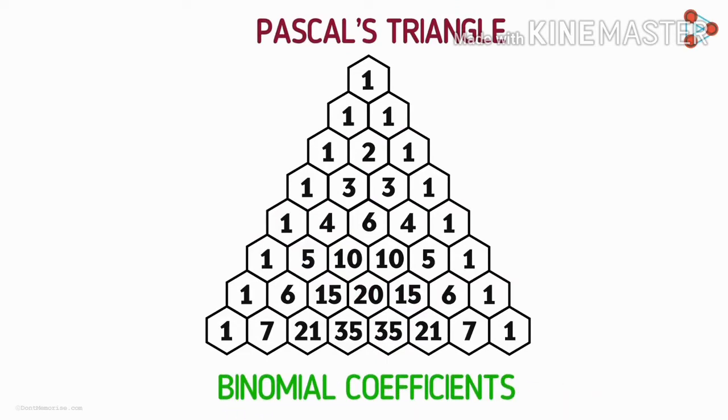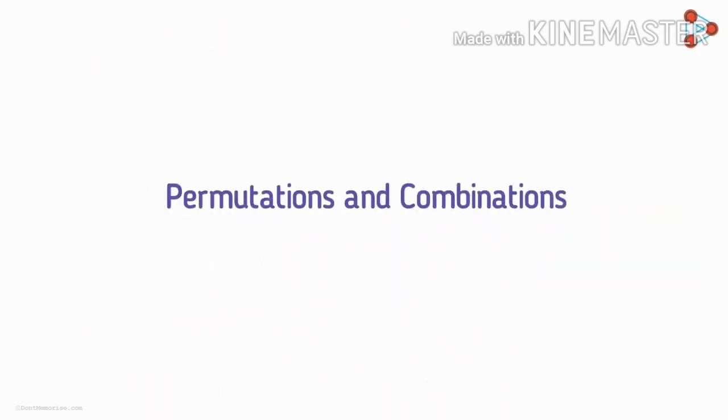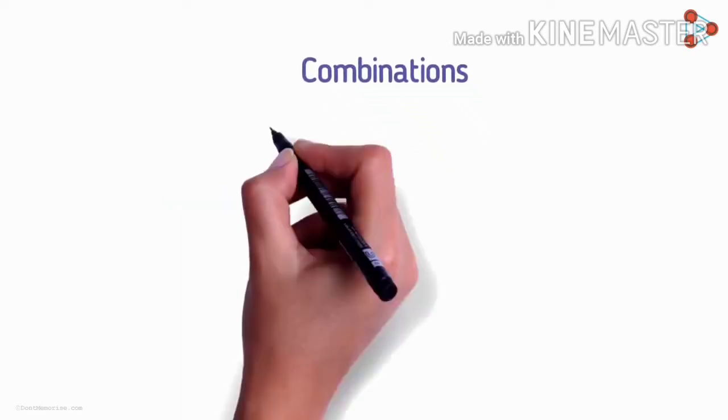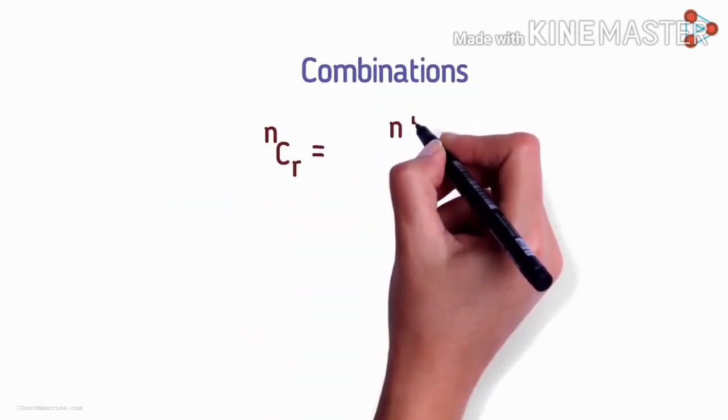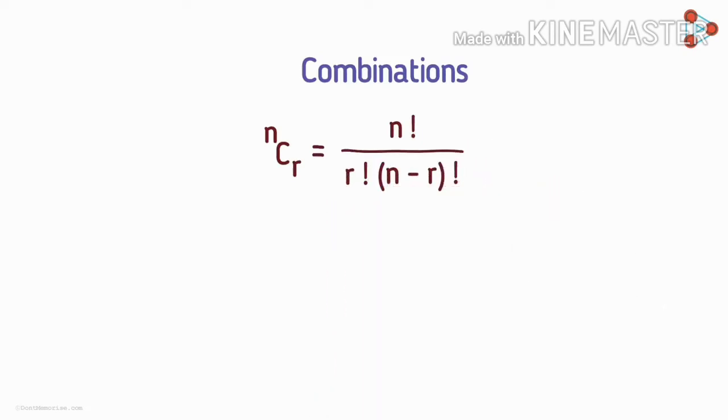What was the next concept we had studied? Yes, it's permutations and combinations. We will be requiring only combinations here. We all remember the formula of combinations, right? Yes, it was NCR equals n factorial over n minus r factorial times r factorial.